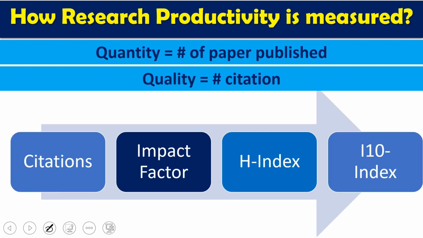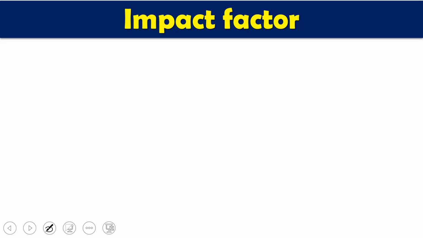So we have different important parameters, different important indexes, we can call them. Citation is one of the indexes, impact factor, H index, I10 index, and a number of other indexes are also there. So slowly, in some other lectures, we will talk about them one by one. I have already made videos on H index, how to write a paper, and how to do a literature search. Today I'm going to talk about impact factor. So what is impact factor?